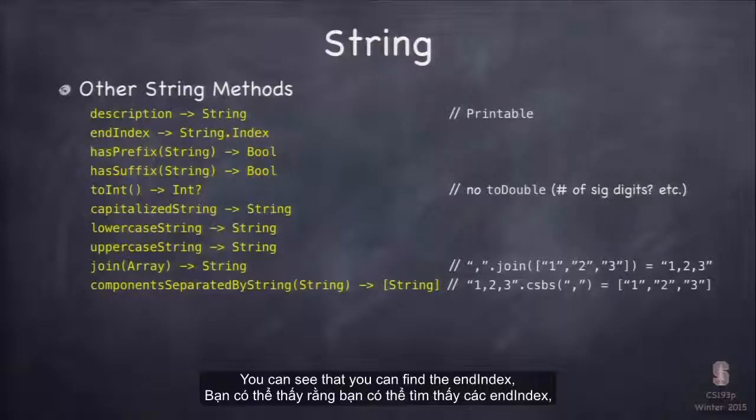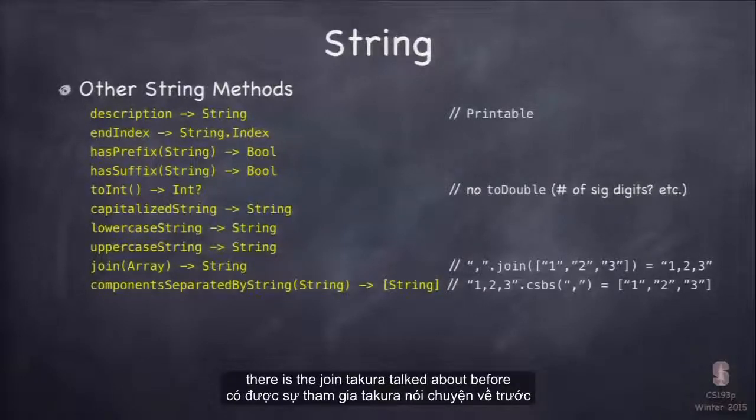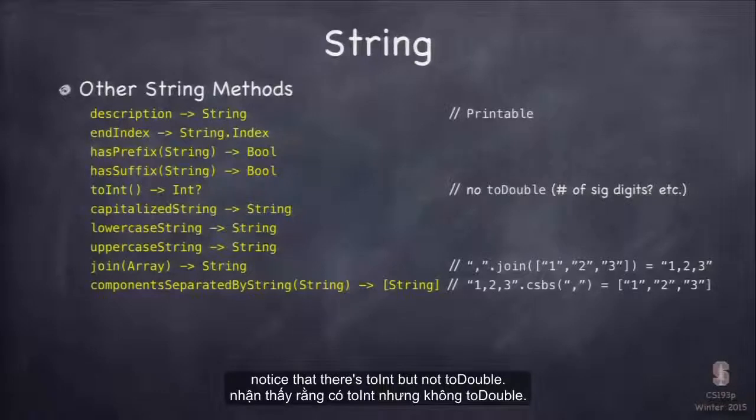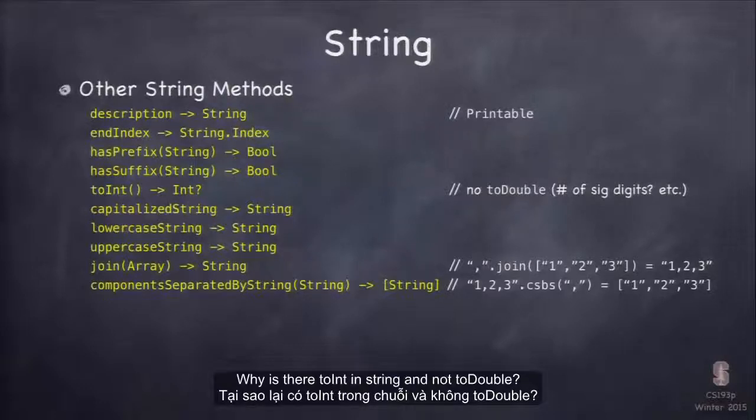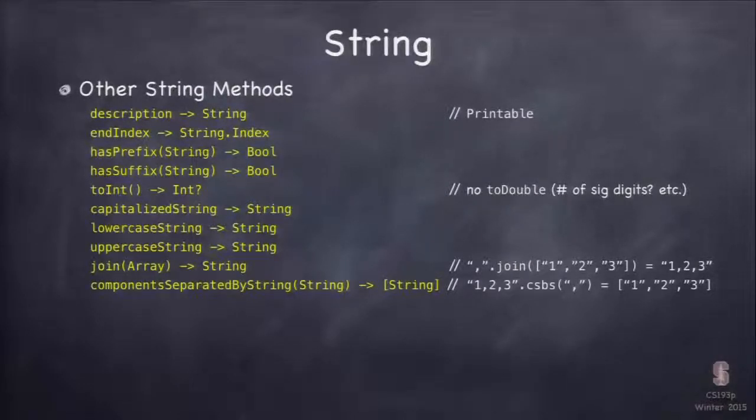You can see that you can find the end index. There's that join I talked about before. Notice that there's two int, but not two double. Why is there two int in string and not two double? Anybody have an idea why that is?